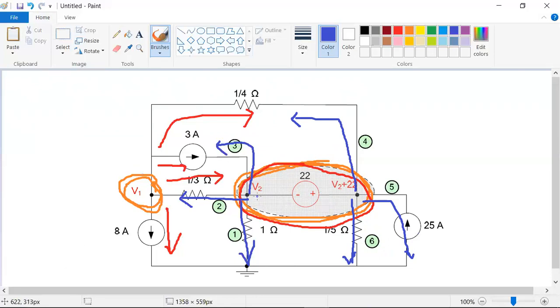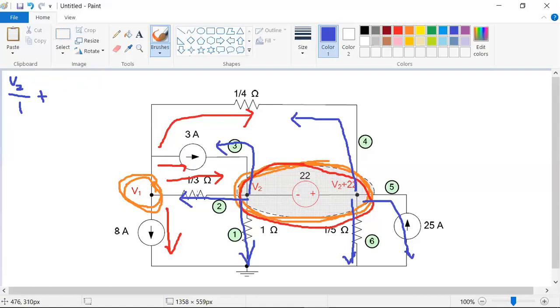Then start writing with the reference of V2 node. Then in the same equation itself we will add this V2 plus 22 also. Right? Now let me write. Let me take this as one current, V2 by 1. First equation, V2 by 1, plus next V2 minus V1.